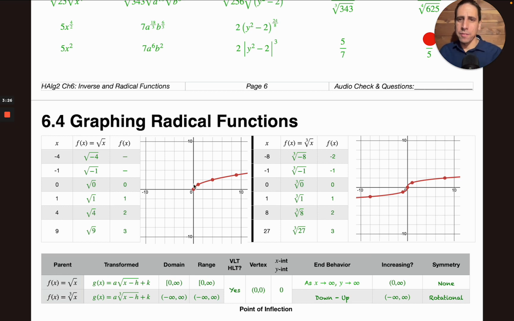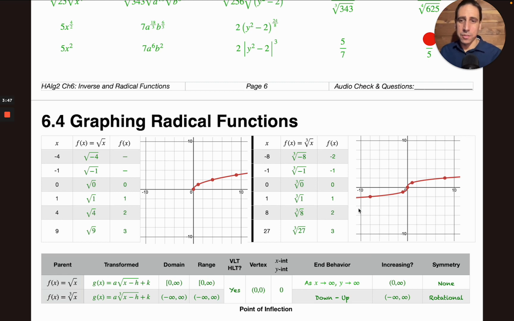What is the domain of this function? The domain of the square root function would start at 0. The lowest x value is 0. There's no highest x value, so it goes from 0 up to positive infinity. Then range is the same thing. The lowest y value is 0, and it just keeps on going up. So it goes from 0 to positive infinity.